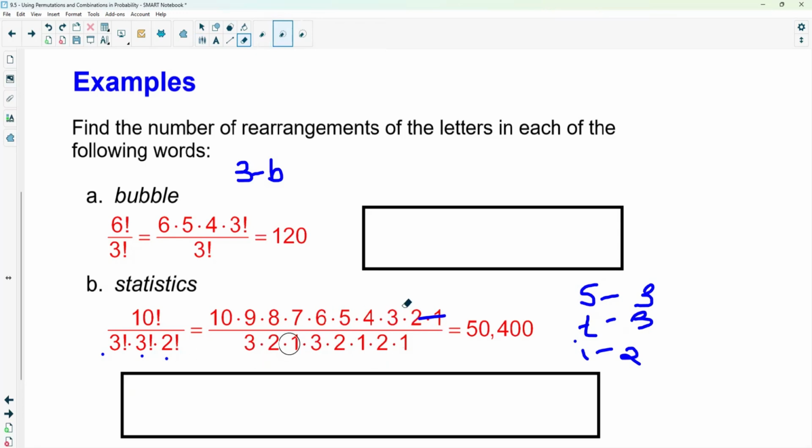So yeah, you're able to expand when you have more than one repeating thing. So you want to be careful with those.